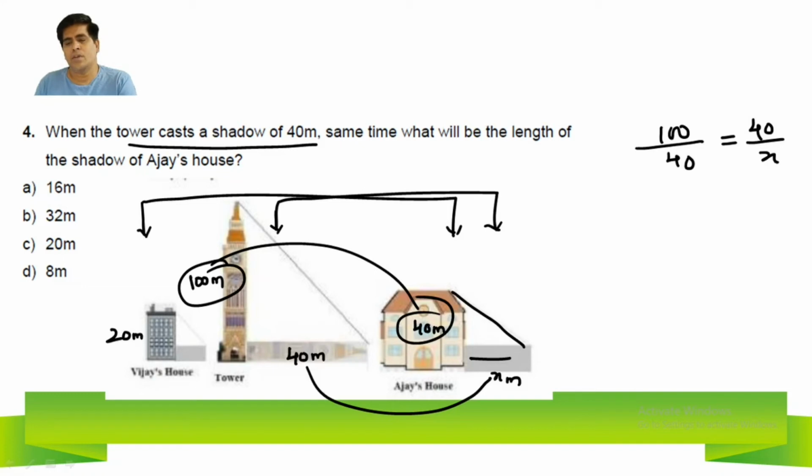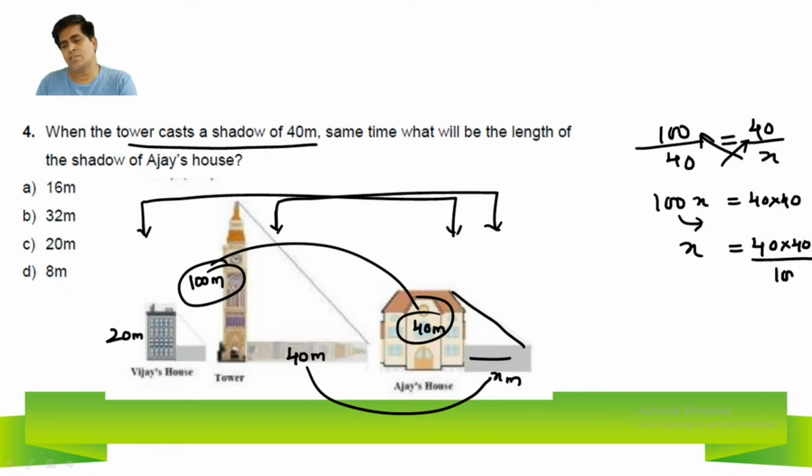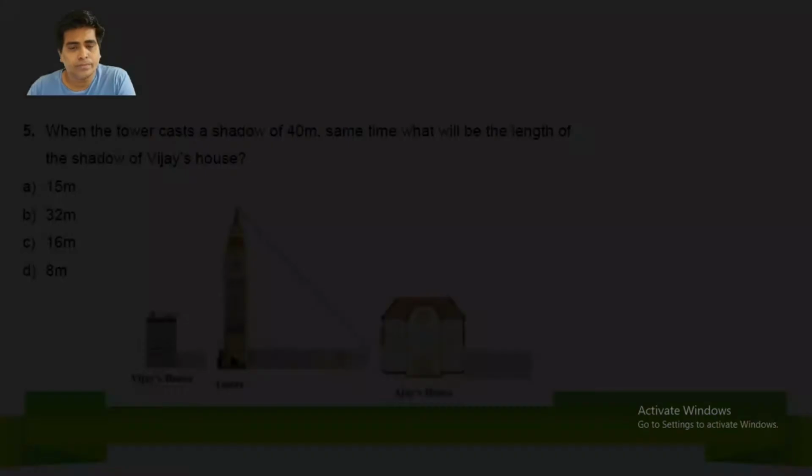That is x. So if I cross multiply it again, what I will get is 100x equals 40 into 40. So x is equal to 40 into 40 by 100. This 100 moves to that side and divides. So the zeros get cancelled. x is equal to 16 meters. So Ajay's house casts a shadow of 16 meters. So that is about question number 4.